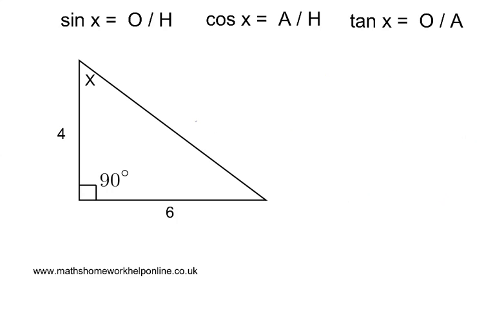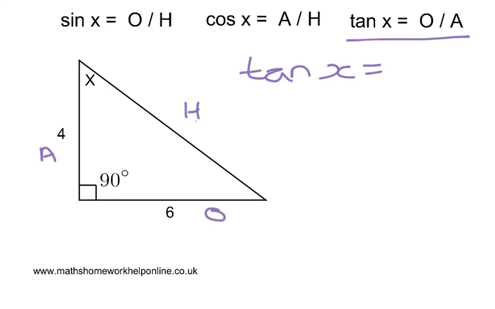Okay, let's look at another example. Again, the first step is to work out the hypotenuse, the adjacent length and the opposite length. Looking at the information that we've got, we know the adjacent length and we do know the opposite length. So when we look across at the rules, tan is the only one that uses both O and A. If we substitute everything we know in, we get tan x equals 6 over 4.